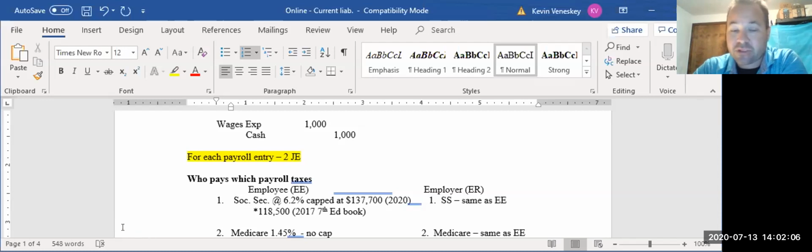Medicare, the book is going to give you this number as well, the 1.45%. The key with this one is there is no cap, so you're always going to pay at least 1.45%. These two together are what's known as FICA taxes. You'll probably have heard of that.